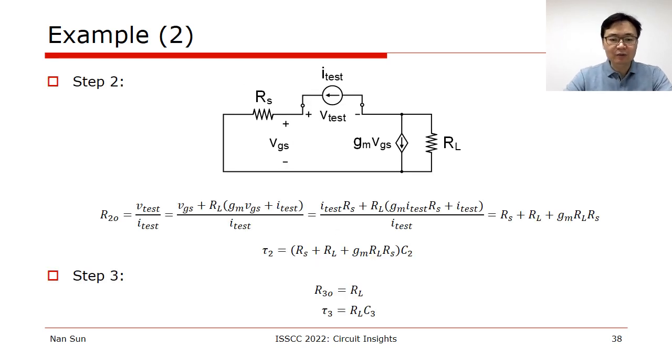The next one is C2. So we remove all other capacitors, look into C2, and calculate the resistance. The resistance calculation is more complicated, and after some effort, we get the second time constant, equal to Rs plus RL plus Gm times RL Rs, multiplied by C2. The third step is for C3, and it's pretty much the same as C1. The resistance looking into C3 is basically RL, so tau3 is given by RL times C3.